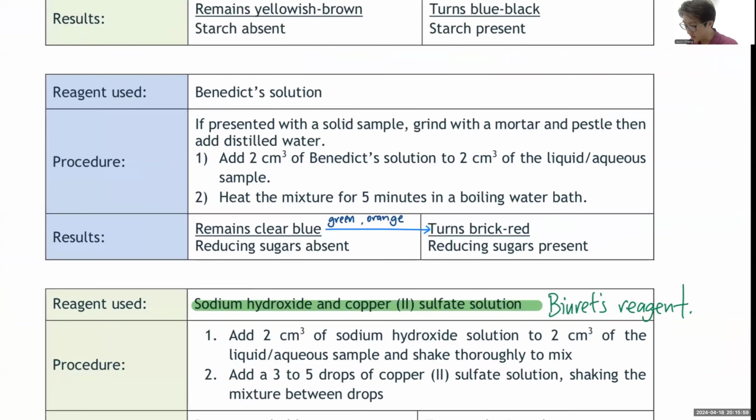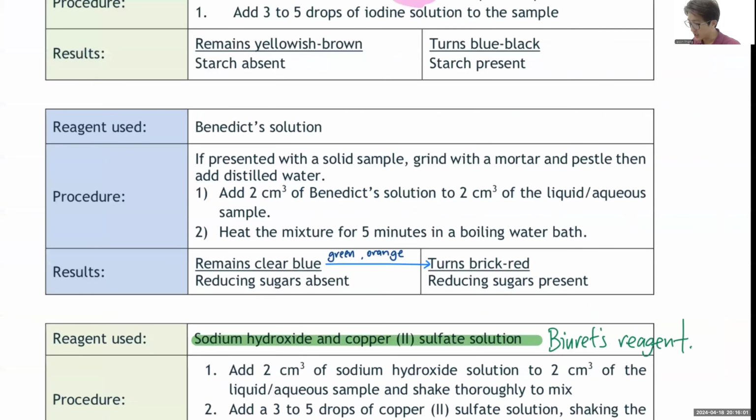And before I move away from this page, I want to bring to your attention the words turns and remains. When the question says, state your observation, predict the appearance, I want us to elevate our answer. Exams is the time for you to flex. Show the marker that you know what you're saying. Instead of saying the solution is blue.